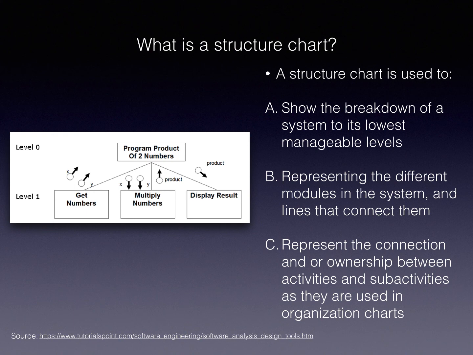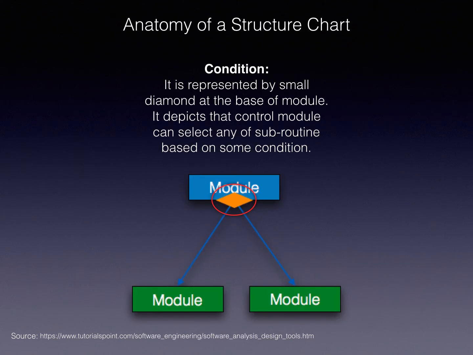A structure chart employs 6 important graphical elements, starting off with the modules. These represent a process or subroutine or task. A control module branches to more than one submodule. Library modules are reusable and invocable from any module. Then we have a condition. These are represented by small diamonds at the base of the module. This depicts the control module and can select any of the subroutines based on that condition.